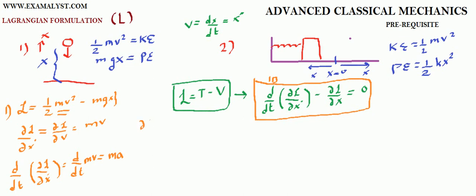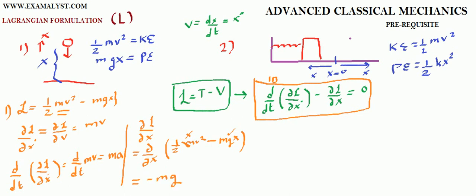Then we have to solve del L by del x. So what is del L by del x? You have to do d by dx of the complete L. What is L? L is composed of half m v square minus m g x. Now tell me which is a function of x. Only this is a function of x, so no derivative here. This will fetch me a 0. So what is the answer? The answer is minus mg after the derivative.